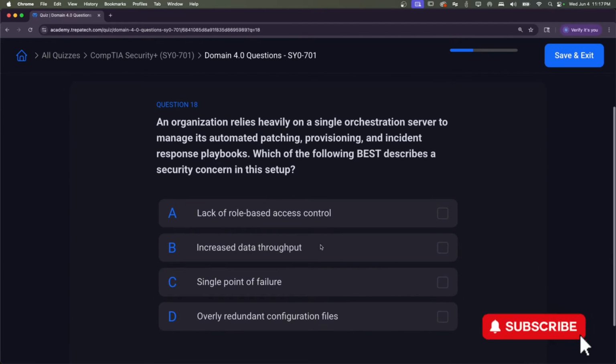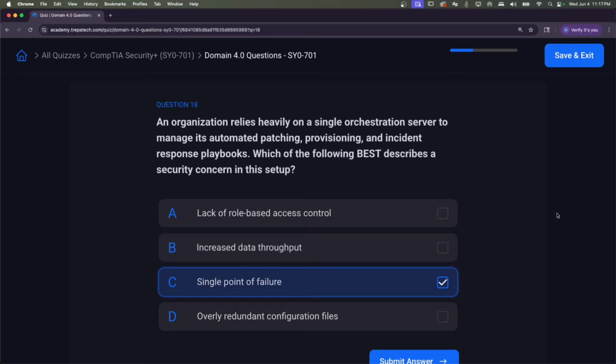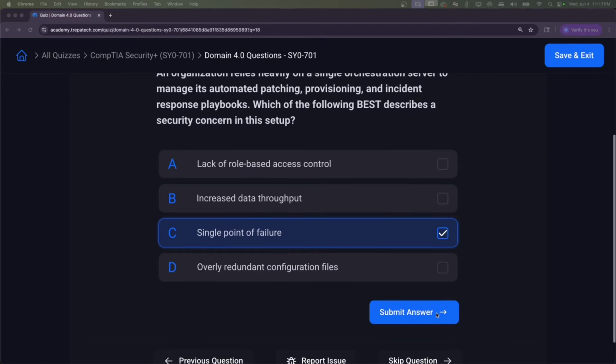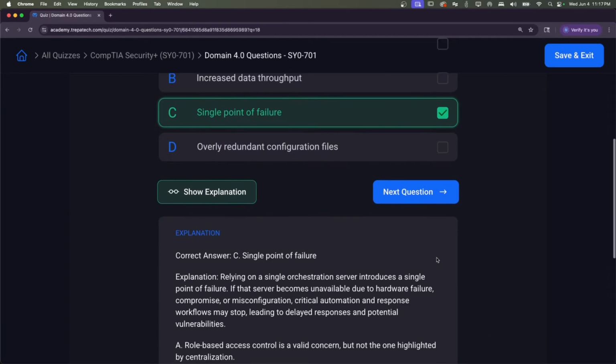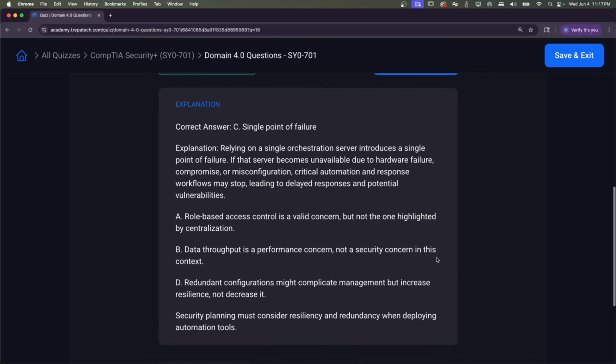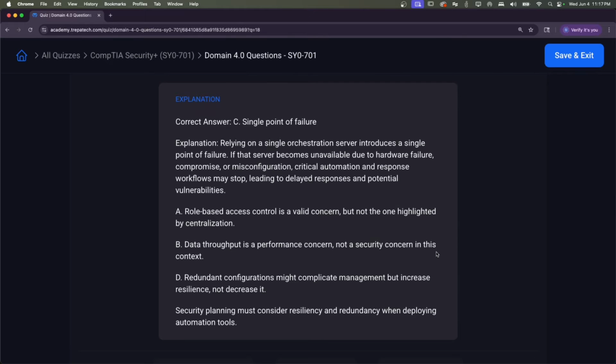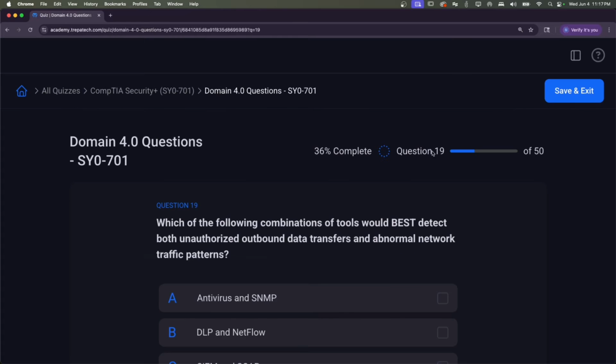Question 18. An organization relies heavily on a single orchestration server to manage its automated patching, provisioning, and incident response playbooks. Which of the following best describes a security concern with this setup? So it's going to be C or D, right? On a single orchestration server, though, not even in an HA pair with any redundancy, that's a single point of failure, right? Anything that says you only have a single device that's doing a critical function, come on, that's single point of failure, right? That is too easy.